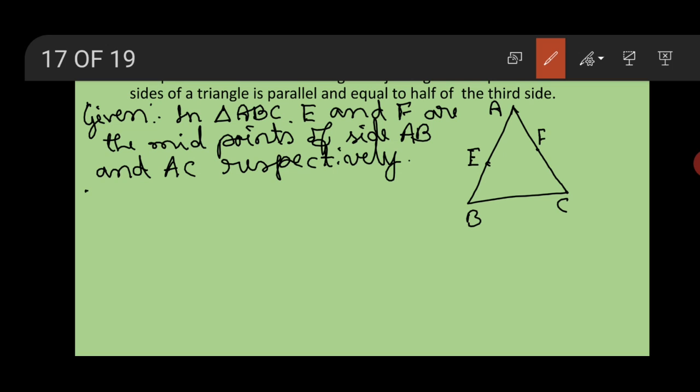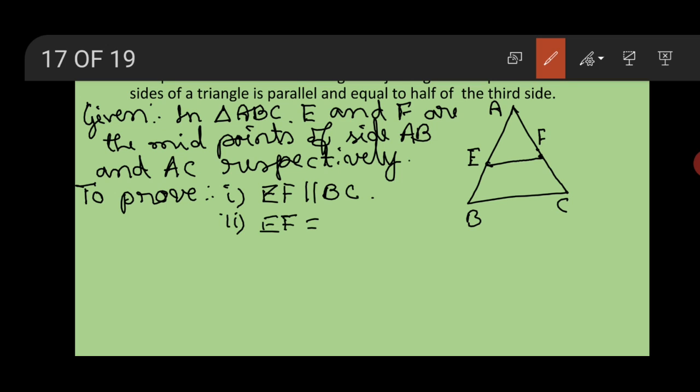Then what do we have to prove? The line segment EF is parallel to the third side BC and also line segment EF is equal to half of the third side BC. So we have to prove these two points. Now make one construction. What's that construction?